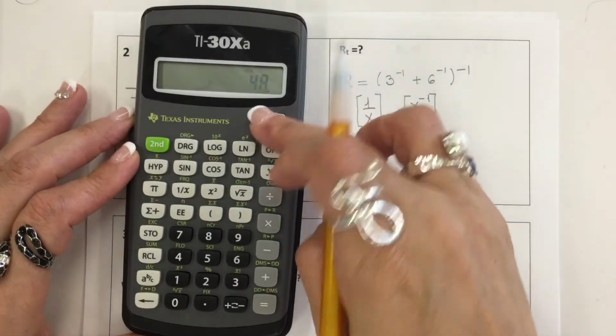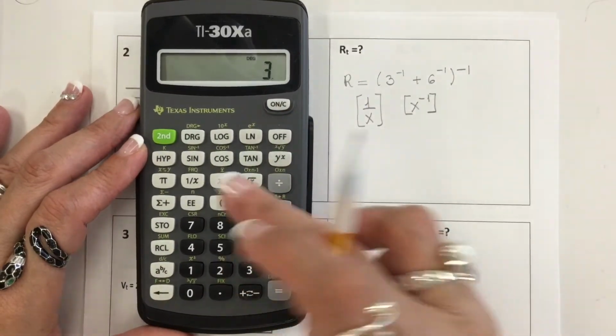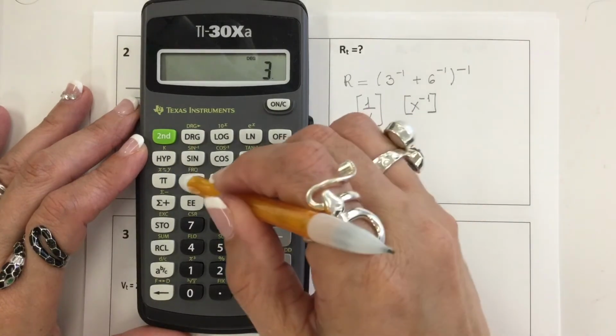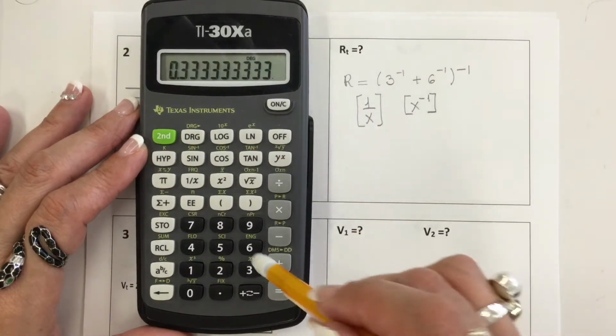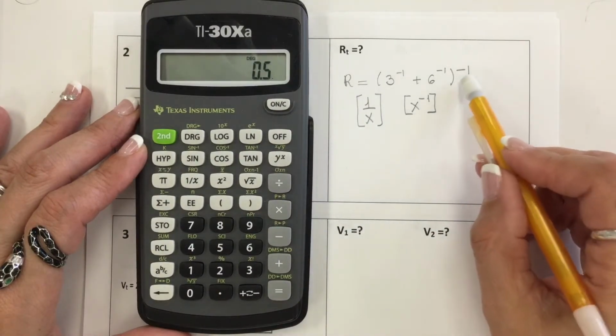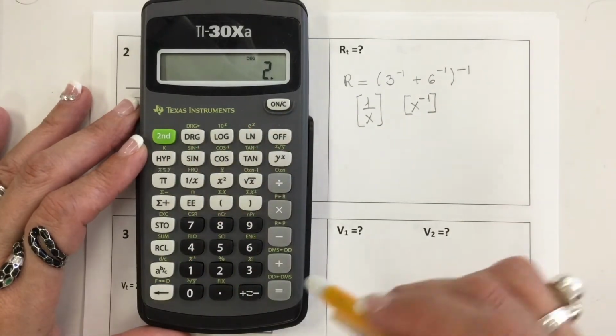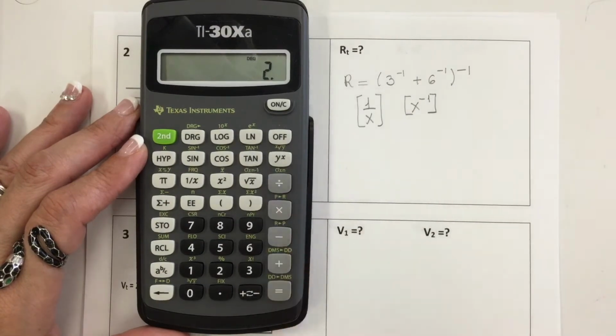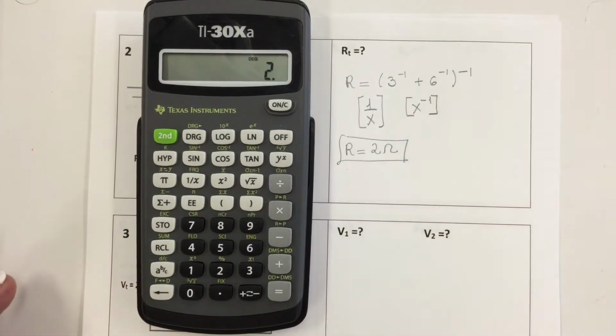Here is 3 inverse plus 6 inverse equal, and then you do inverse one more time. Inverse. So my answer is 2 ohms.